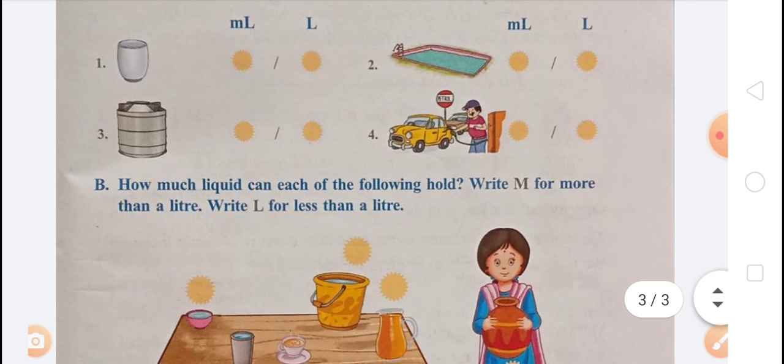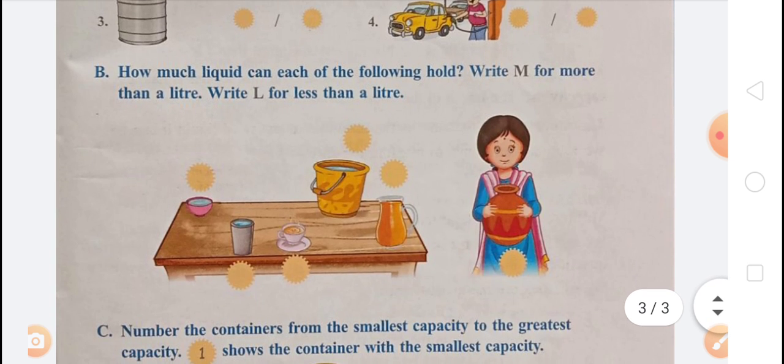Next one is question number B. How much liquid can each of the following hold? M for more than a liter and L for less than a liter. So let's start. A bowl holds less than a liter, so we have to write L for bowl. The next one is a glass, it can hold less than a liter, so we have to write L here. In bowl there will be L, and in glass there will be L.